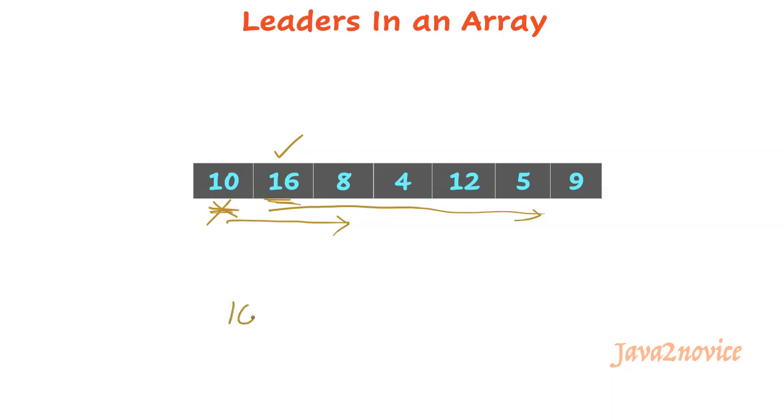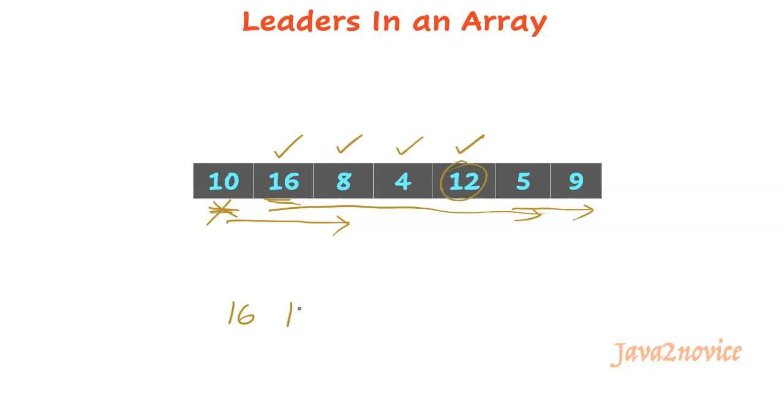Let's write it here. 8. 12 is bigger than 8. So 8 cannot be a leader. 4. Again 12 is bigger than 4. 4 also cannot be a leader. 12. None of the numbers on its right side are bigger than 12. So 12 can be a leader.